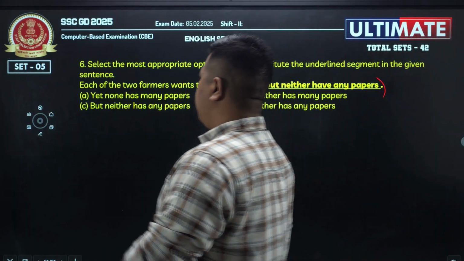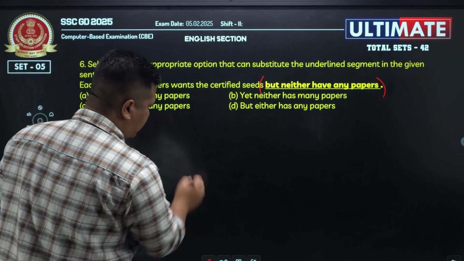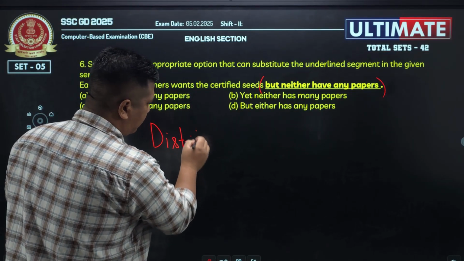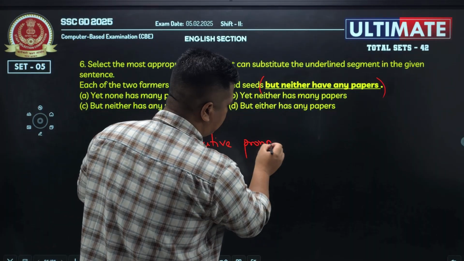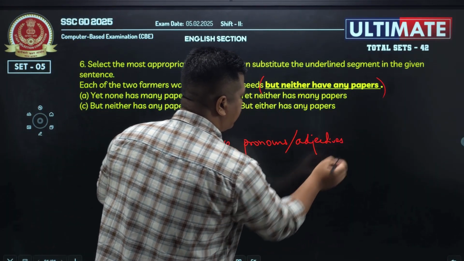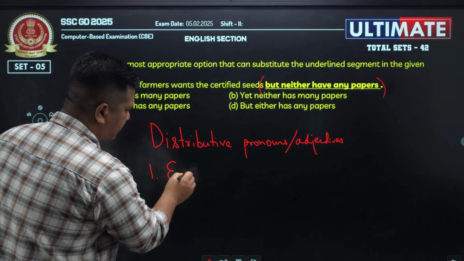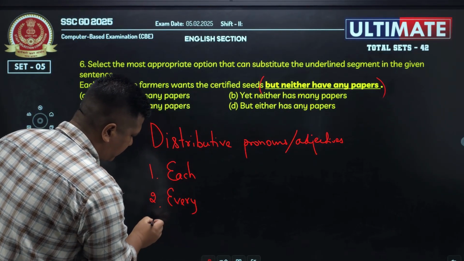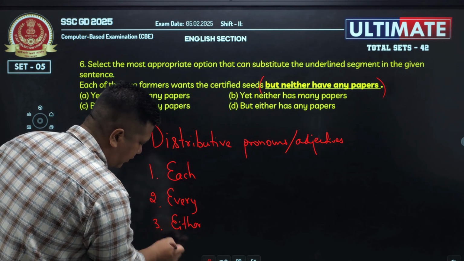Let's see the keywords here. Each of, the keywords. These kinds of words are called distributive pronouns or distributive adjectives. There are 4 distributive pronouns and adjectives. Number 1, each. Number 2, every. Number 3, either. And number 4, neither.